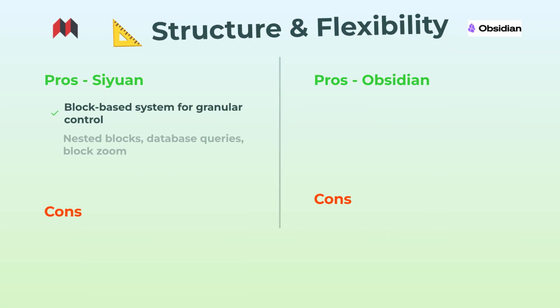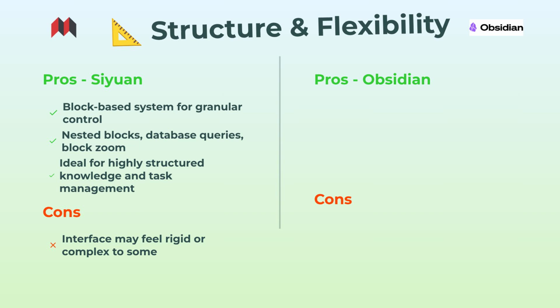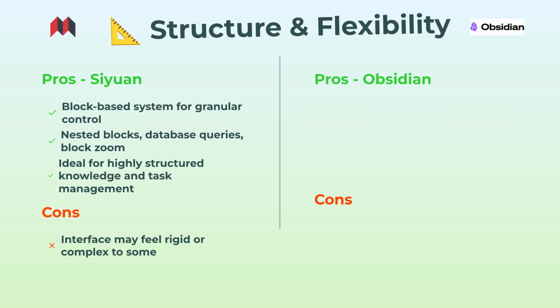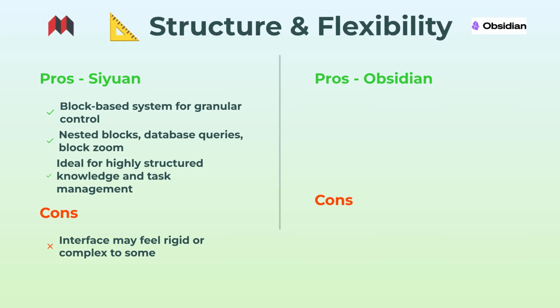Next up, structure and flexibility. Siyuan has this block-based setup, super granular, tons of control. You can nest blocks, zoom into them, query databases. Perfect if you want hyperstructured knowledge and task management. But gotta say, the interface can feel a little stiff maybe. If you're not used to structure, prepare for a bit of a learning curve.